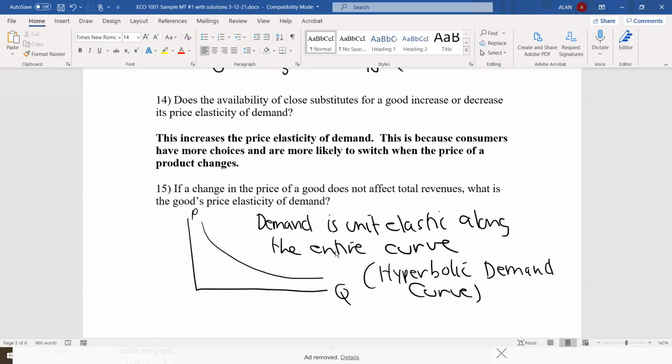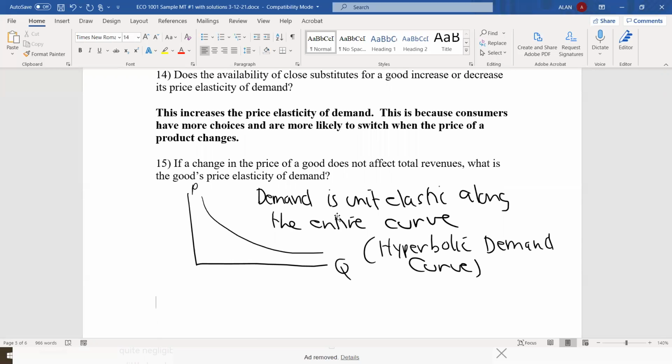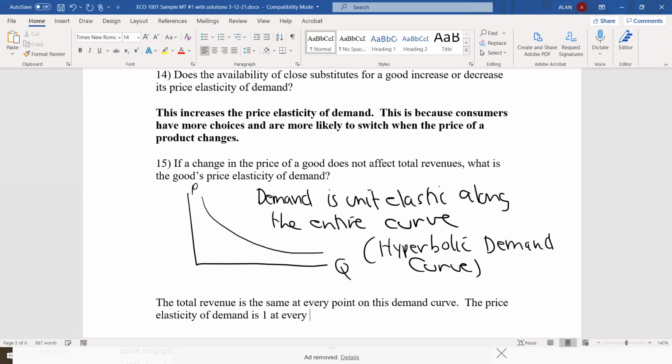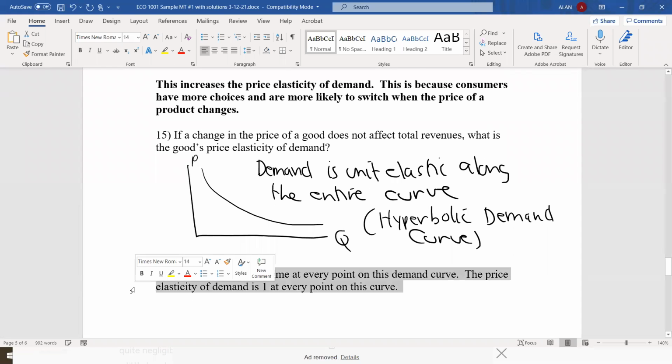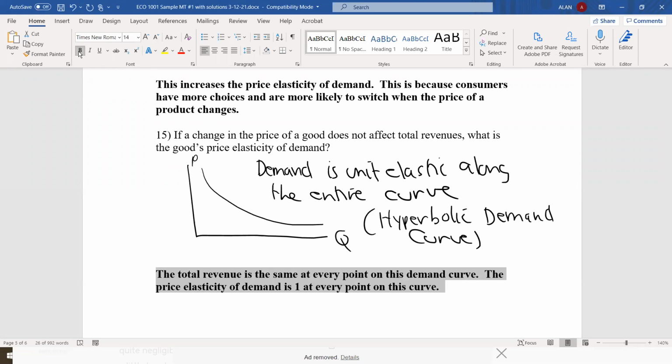And so what that means is the total revenue is the same at every point on this demand curve. So the price elasticity of demand is 1 at every point on this curve. Okay, so in this case, it doesn't make the slightest bit of difference what price you charge. You're always going to wind up with the same revenues. Now, whether this can happen in practice is a very different question, but if that is the way this demand curve works, then literally the total revenue is identical at every point in that curve.